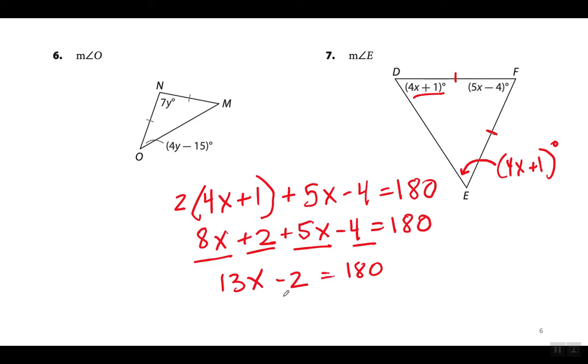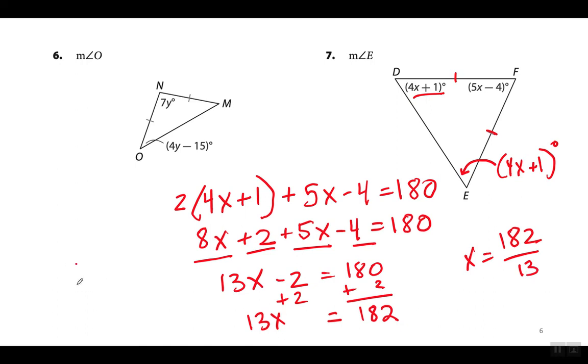Alright, now I'm going to move the minus 2 to the right by adding 2 to both sides. And I'm going to get 182 equals 13x. Now I got to divide 182 by 13. 13 goes into 18 one time. 1 times 13 is 13, remainder 5. And 13 goes into 52 4 times. So x equals 14.